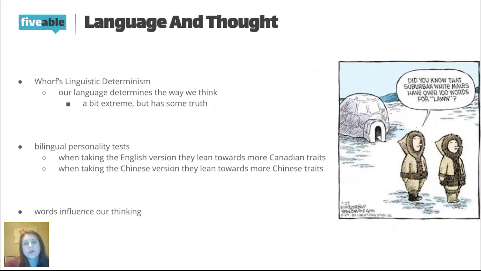For example, this little cartoon here is making fun of suburban white males and their lawn care. That's like a joke. But in reality, we talk about how Eskimos have like 100 words for snow or 30 words for snow. I don't know, I'm making that number up. But they have multiple words for snow because it's important to them in their culture, and the different types of snow and the different ways that snow develops has different meaning to them. And so their language determines the way that they think about snow and they think about their surroundings, and we would have a different understanding of that.